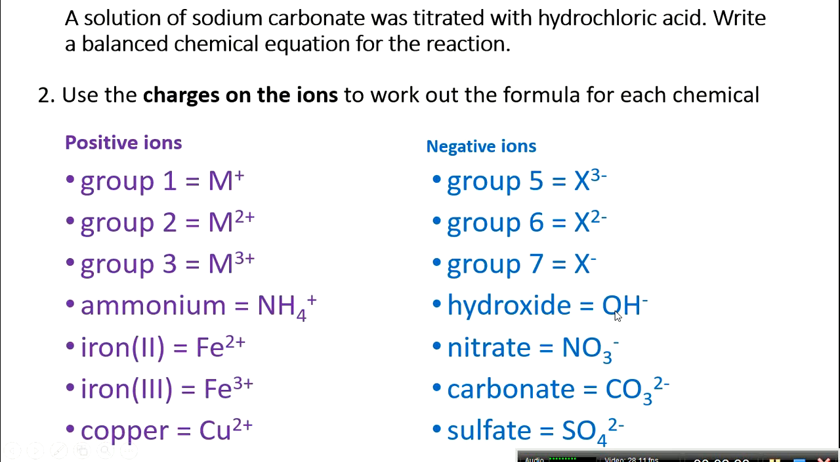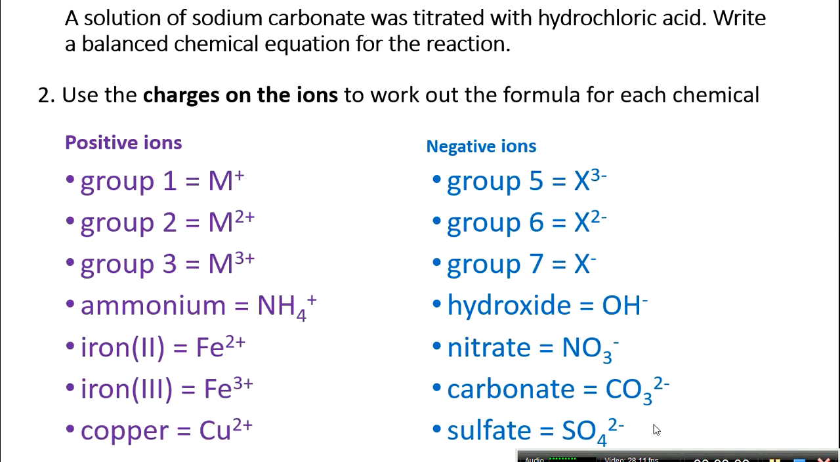A hydroxide is made up of an oxygen and a hydrogen that's got a 1 minus charge overall. The nitrate is made from a nitrogen and 3 oxygens that all together has got a 1 minus charge. Carbonate, a carbon and 3 oxygens that overall has got a 2 minus charge. And the sulfate, a sulfur and 4 oxygens that all together has got a 2 minus charge.